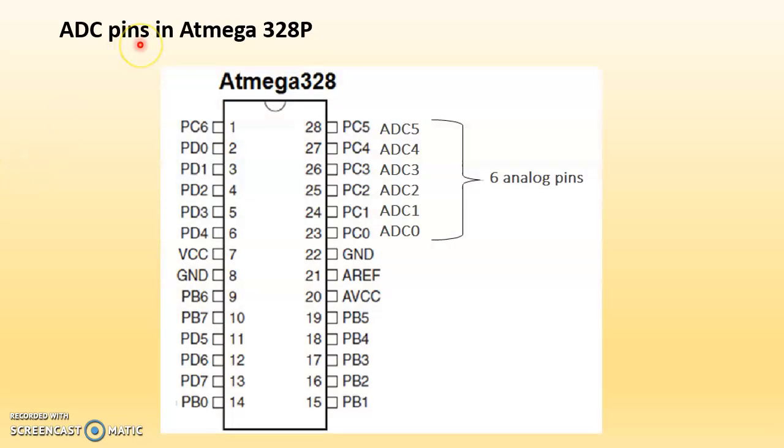Now ADC pins in ATmega 328P. As we have discussed in the previous video also, the general purpose input output of this ATmega 328P microcontroller. There are 6 analog pins available for port C, PC0 to PC5. So these analog pins ADC0 to ADC5 are available for connecting the analog input.